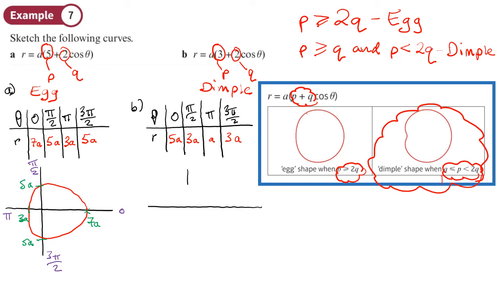Right, so let's plot our initial line. I know I'm drawing a solid line here, but that line represents an angle. So 0, pi over 2, pi, 3 pi over 2. So this time it has a dimple. So when we draw it, we go around, draw our little dimple like that, and round there. So now we can fill in the values. So 0 angle 5a, pi over 2 angle 3a, pi angle a, 3 pi over 2, 3a.